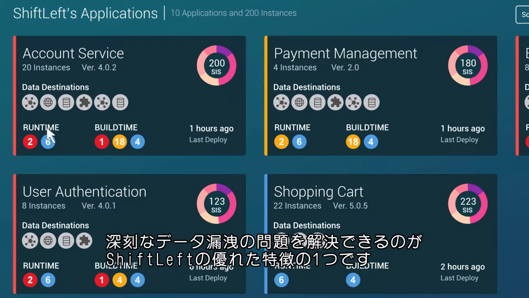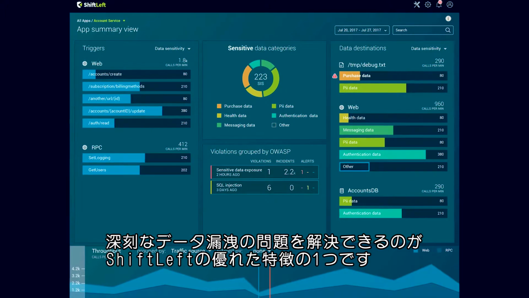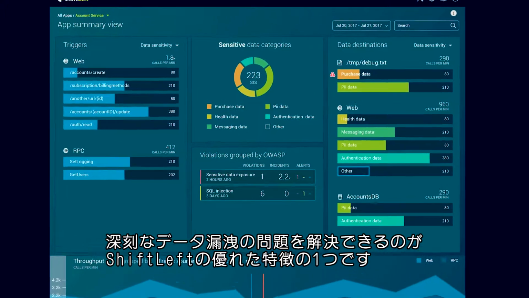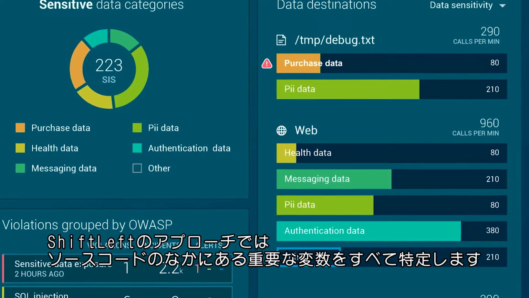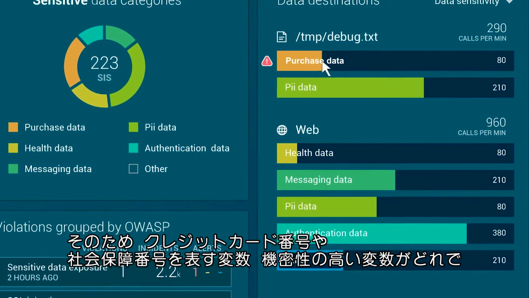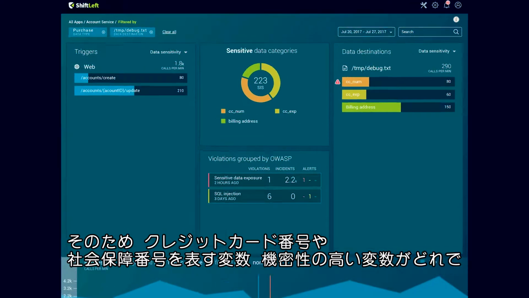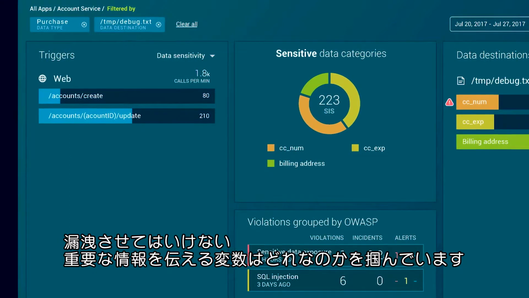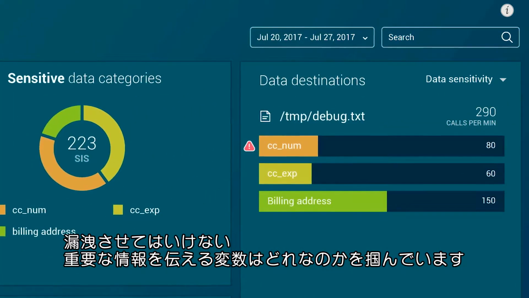One of my favorite things that we can do with the ShiftLeft approach is to solve the hard problem of data leakage. In the ShiftLeft approach, we actually look for all the important variables in a piece of source code. So we therefore already understand what variables are credit card numbers, what variables are social security numbers, what variables are sensitive, what variables carry precious information that we shouldn't be leaking out.